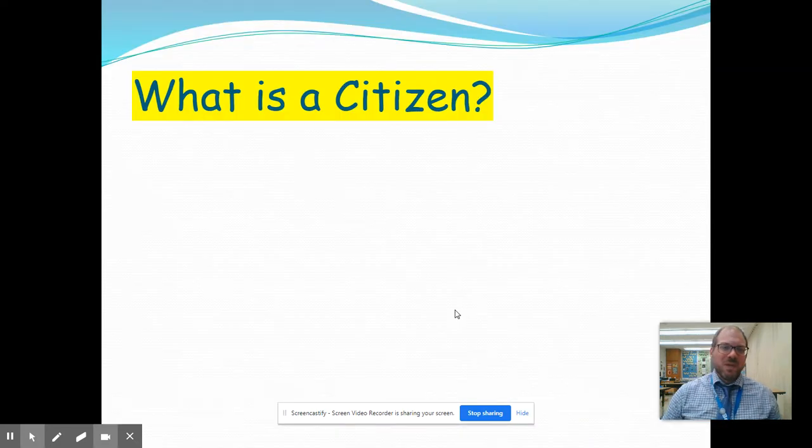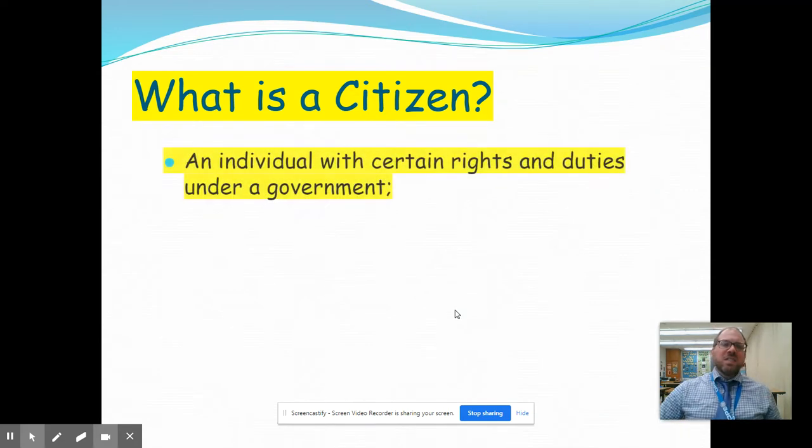Let's get started. So we're going to start with a definition. What is a citizen? A citizen is an individual with certain rights and duties under a government. I want to go over a couple of these words first. Rights mean freedoms. Like in America, we have a freedom to be able to vote and elect our leaders. You have freedom of speech, freedom of religion, the right to a trial by jury. I could keep on going, but there's tons of them. A lot of this actually falls under the Bill of Rights, and it's one of the big reasons that immigrants come over and want to stay in America.